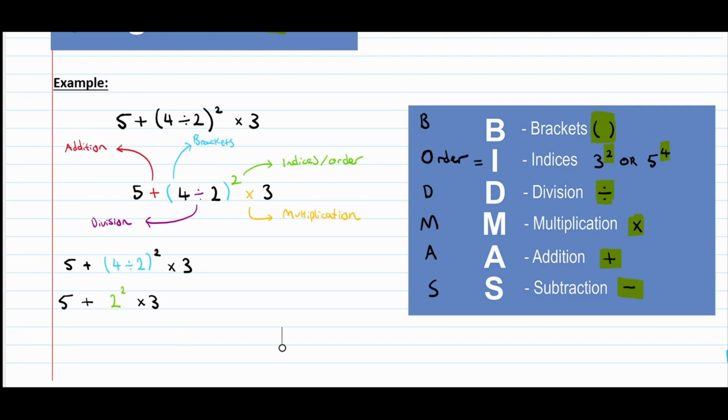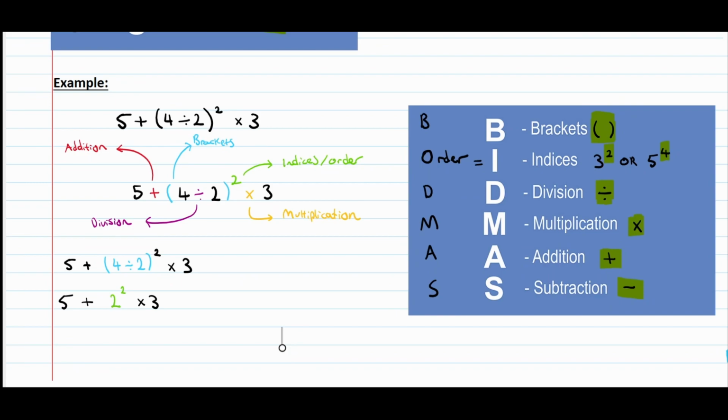Now that we've solved what's in blue, we have left 5 plus 2 squared times 3, because 4 divided by 2 is 2. So what's left inside that bracket is 2, and then we have the indices of squared outside. So what was inside that bracket is actually 2. Now we look at what's the next thing that we have left.